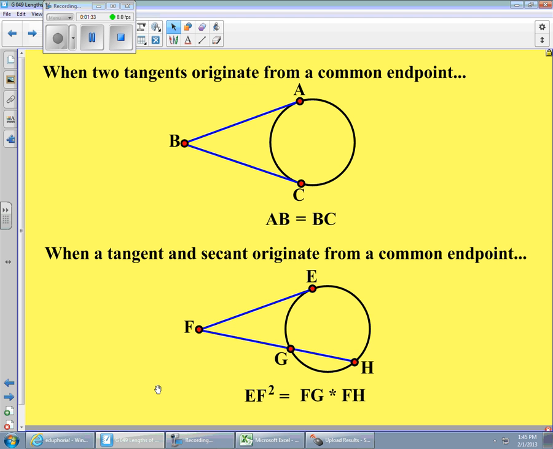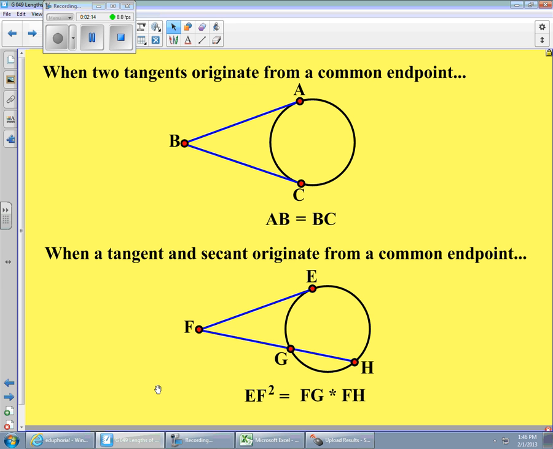I've given you just an example that matches this problem, but let me boil it down for you into plain English. The rule says when you have a tangent and a secant originating from a common endpoint, which is what we have here, one side of the equation is going to deal specifically with the tangent, while the other side is going to deal specifically with the secant. And the rule is whatever the length of the tangent is from the common endpoint F to the point of tangency E, that length is going to need to be squared. So that's why the formula starts off with the length from E to F squared.